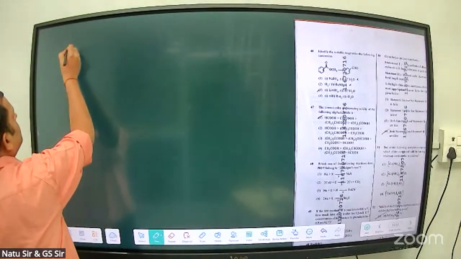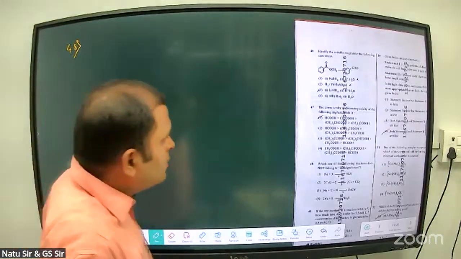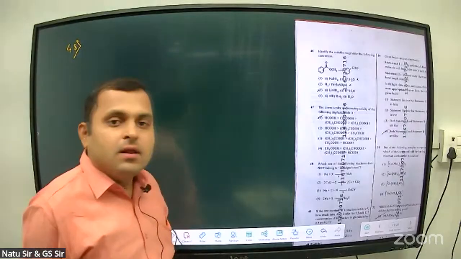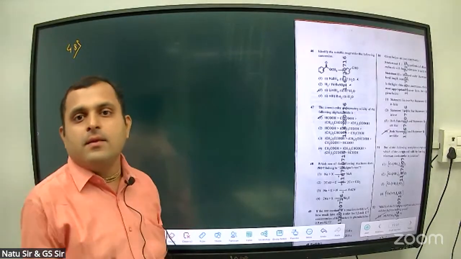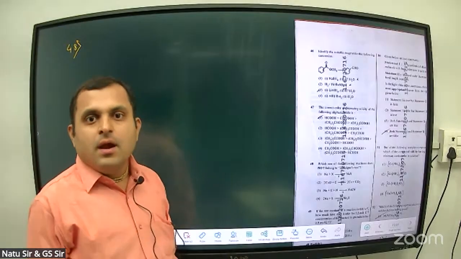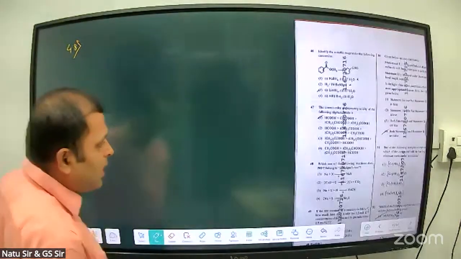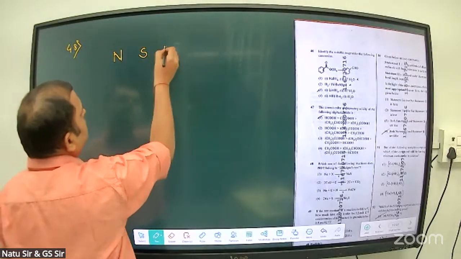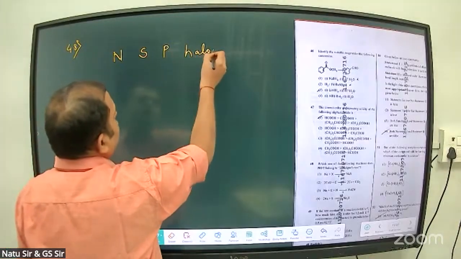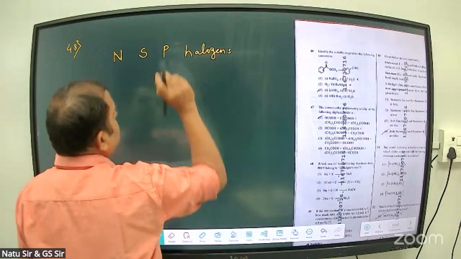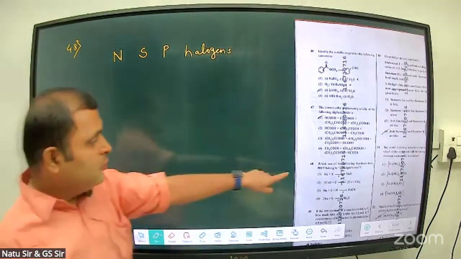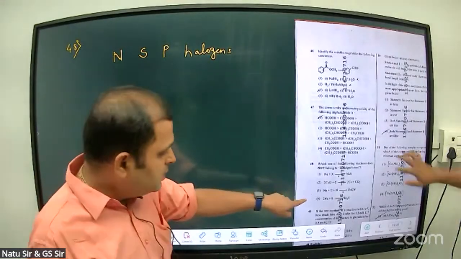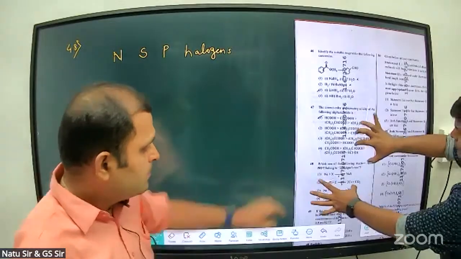Next is question number 48. Which one of the following reactions does not belong to the Lassaigne test? Lassaigne test is for qualitative analysis of organic compounds, and specifically four elements are related to it. So this is for halogen in option 1, then for nitrogen in option 3, then sulfur in option 4.